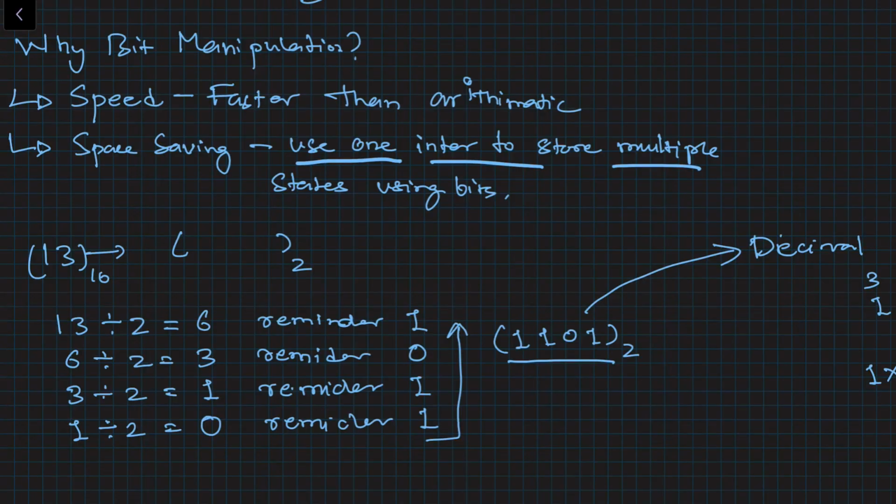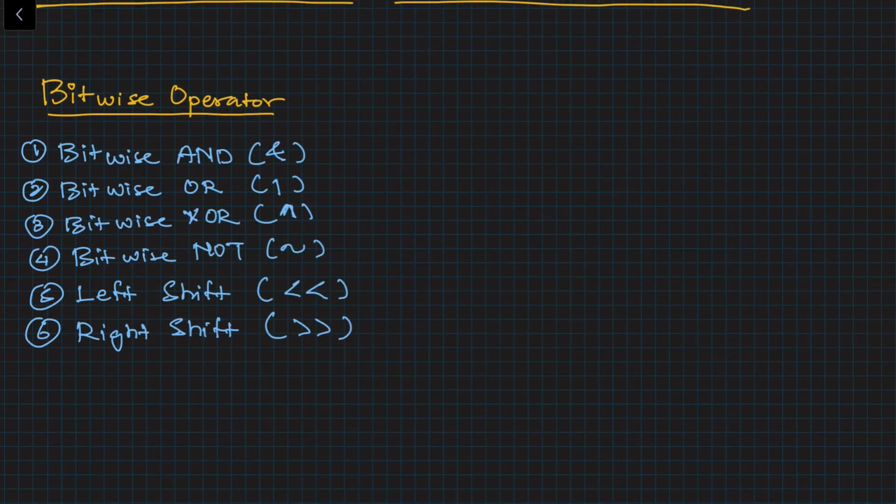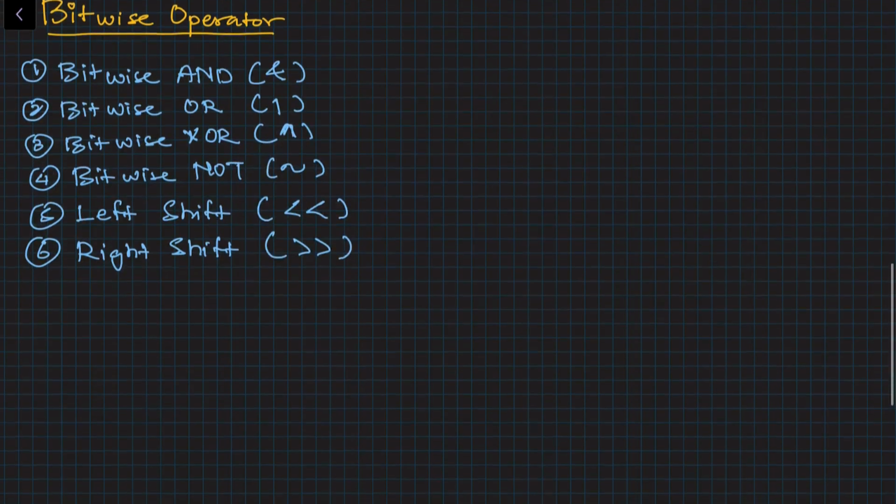In all programming languages, there are certain bitwise operators available to perform operations at the bit level. So these bitwise operators are bitwise AND, bitwise OR, bitwise XOR, bitwise NOT, left shift, and right shift. Okay, so let's understand each of them one by one in detail. So let's start with our first, which is bitwise AND.